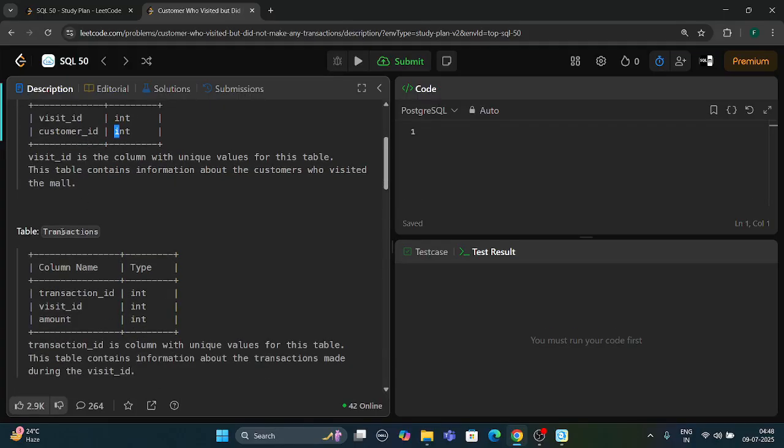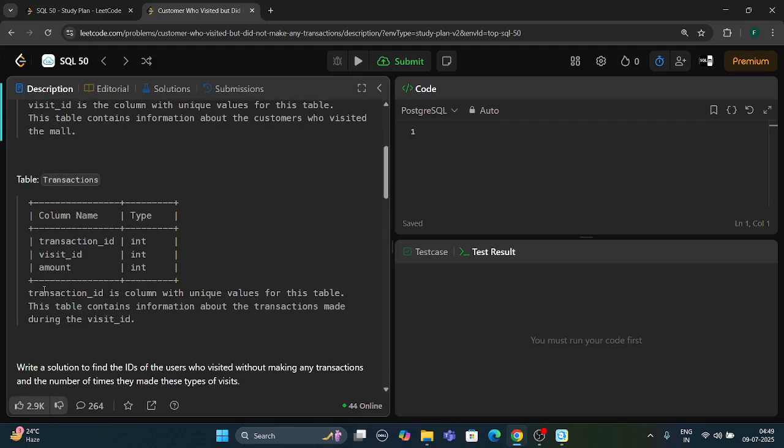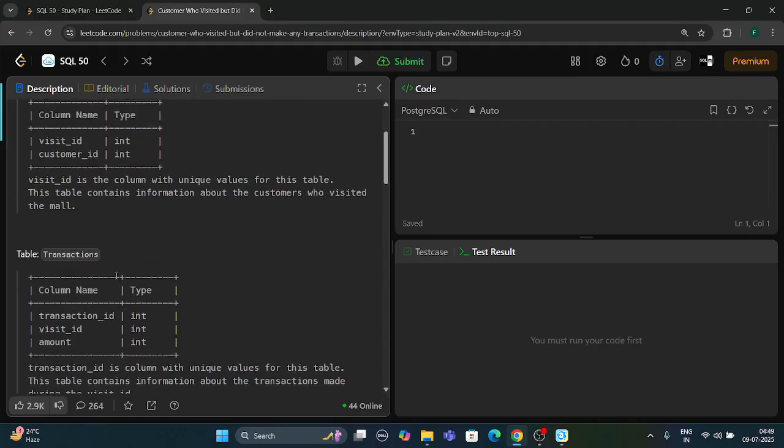Then next we have the transactions table, which contains three columns: the transaction ID column, the visit ID column, and the amount. All three are integer types. Now, transaction ID is the column with unique values for this table. This table contains information about the transactions made during the visit ID.